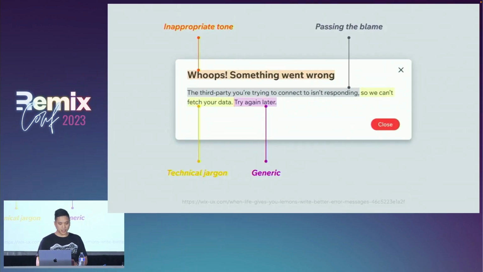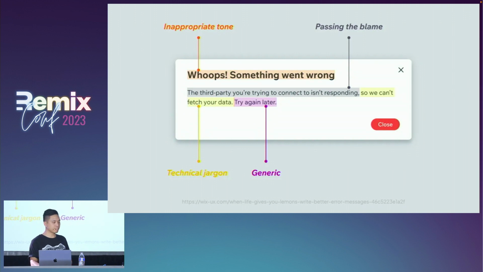First is the weird tone. Imagine a doctor performing a procedure and then suddenly saying, "Oops, something went wrong. Sorry about that." This is the last thing anyone wants to hear when the stakes are high, whether it's a surgery or someone's source of income. We want to show the users that we know it's serious and we understand it's important to them.